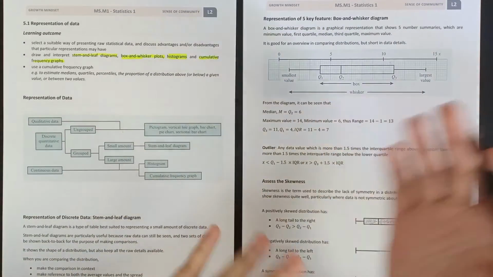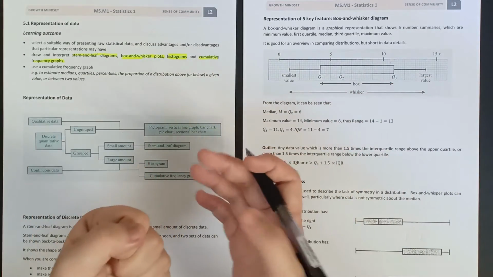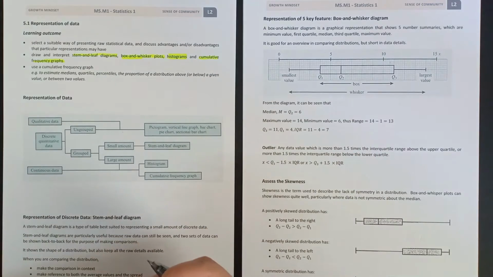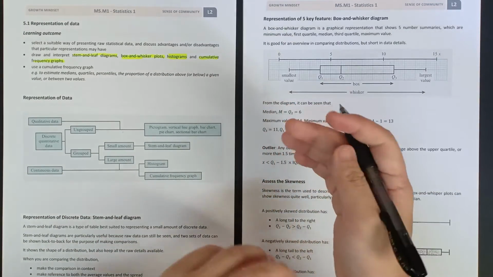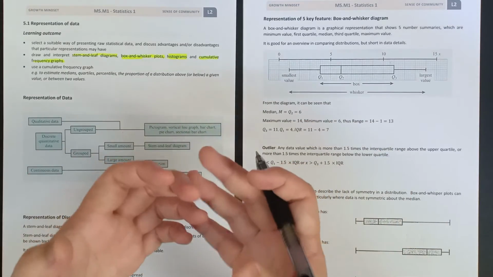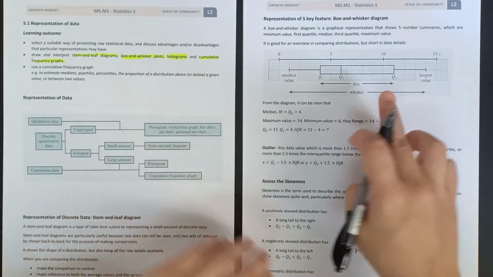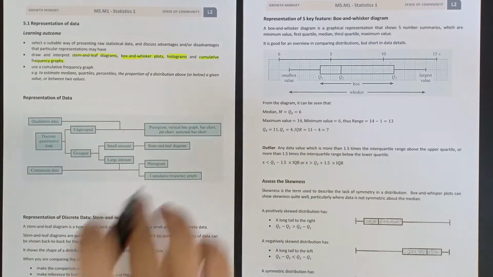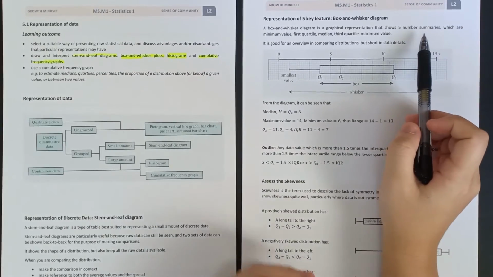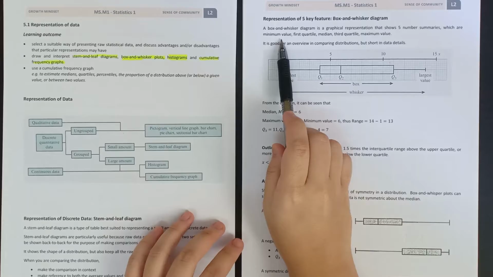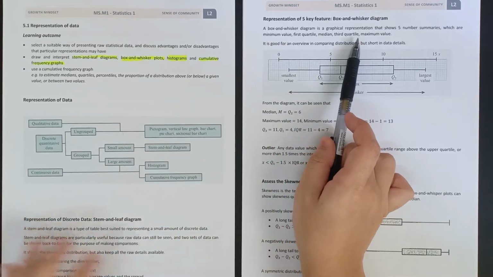Okay, so this diagram can represent a large amount of data or a small amount of data, both can be. But something you need to bear in mind is that the box and whisker diagram doesn't use the raw data to come up with the graph. What it represents is the five number summary, which is the minimum value, the first quartile, the median, the third quartile, and the maximum value.